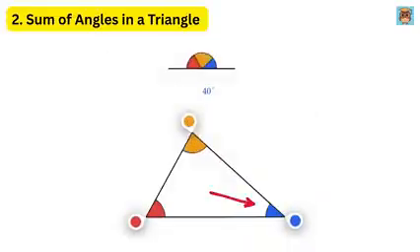For example, if this angle is 40 degrees and this is 60 degrees, then this angle, let us call it x, plus 40 plus 60 will be equal to 180. This means x equals 180 degrees minus 40 degrees minus 60 degrees, or 80 degrees.